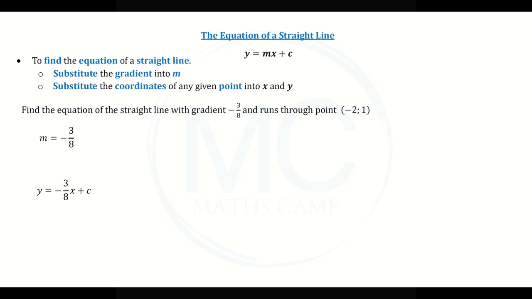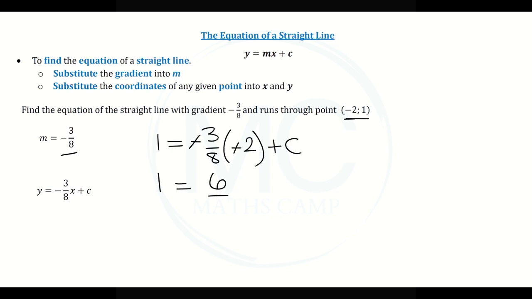Now we can substitute the given point, negative 2, 1, into x and y in order to solve for c. So we say y, which is 1, is equal to m, negative 3 over 8, multiplied by x, negative 2. Let's put this into a bracket, plus c. Now we have 1 is equal to negative 3 over 8 multiplied by negative 2. The negatives will cancel. 3 multiplied by 2 is 6, so we get 6 over 8 plus c.